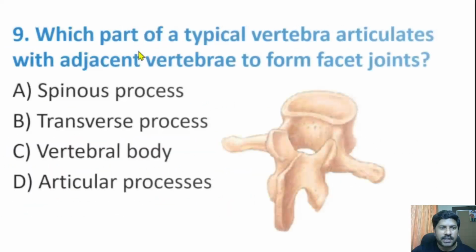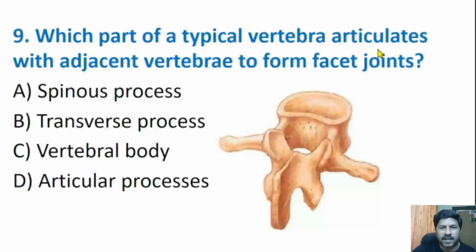Then ninth question. Which part of a typical vertebra articulates with adjacent vertebrae to form facet joints? Spinous process, transverse process, vertebral body, articular process. The correct answer is option D, articular process.